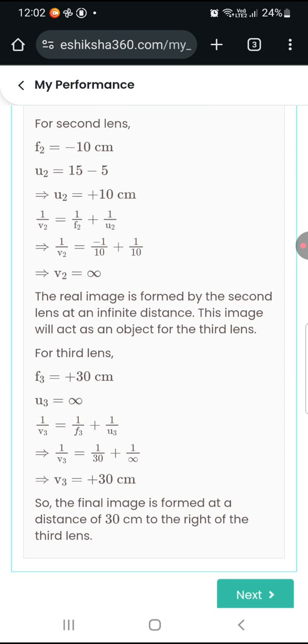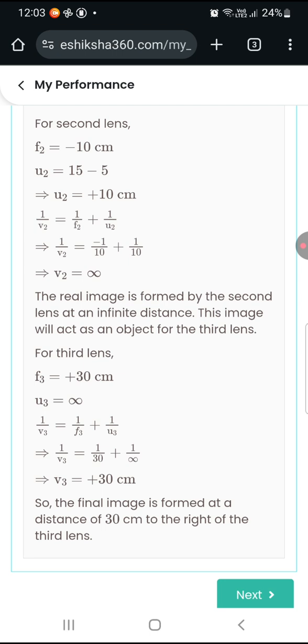1 by v2 equals minus 1 by 10 plus 1 by 10, so v2 equals infinity. The real image is formed by the second lens at an infinite distance. This image will act as an object for the third lens.